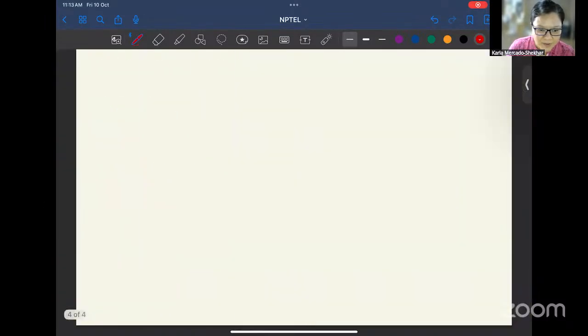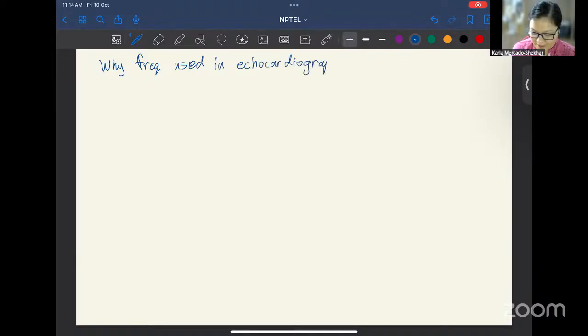So let's see. If we have time, I'll get to the other one also. Let's look into, okay, someone asked why the frequency used in echocardiography is lower than transcutaneous ultrasound. Okay, so this is the question: why is the frequency used in echocardiography lower than transcutaneous?